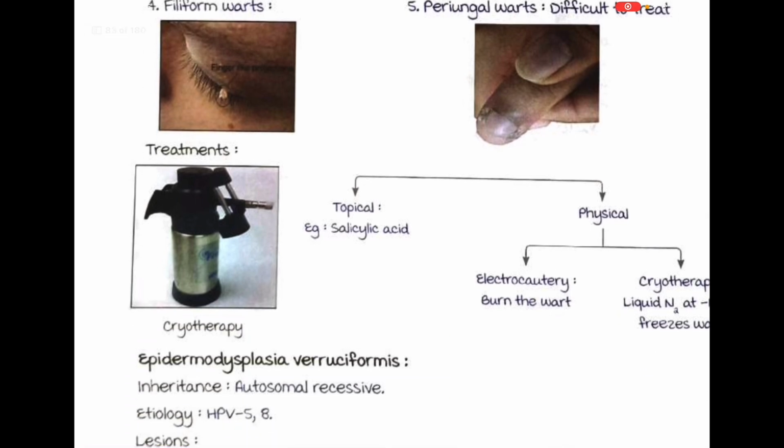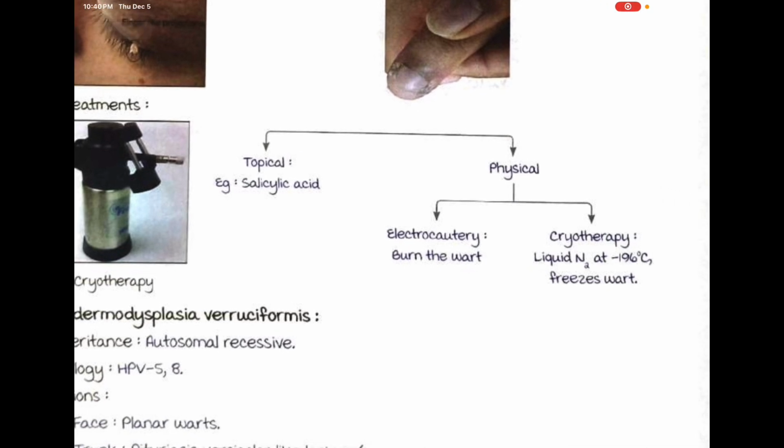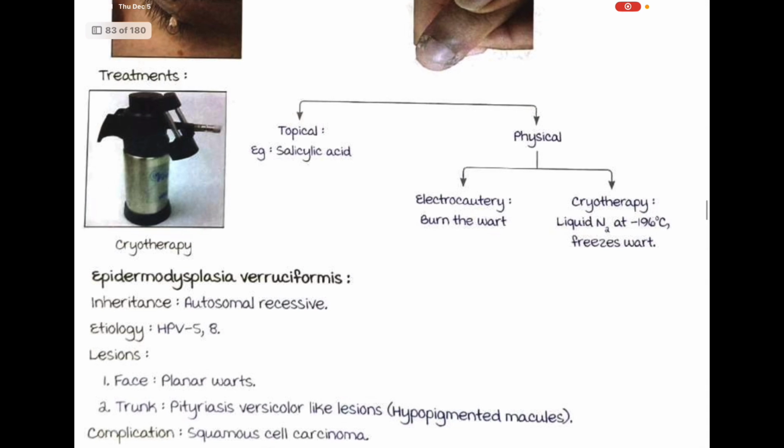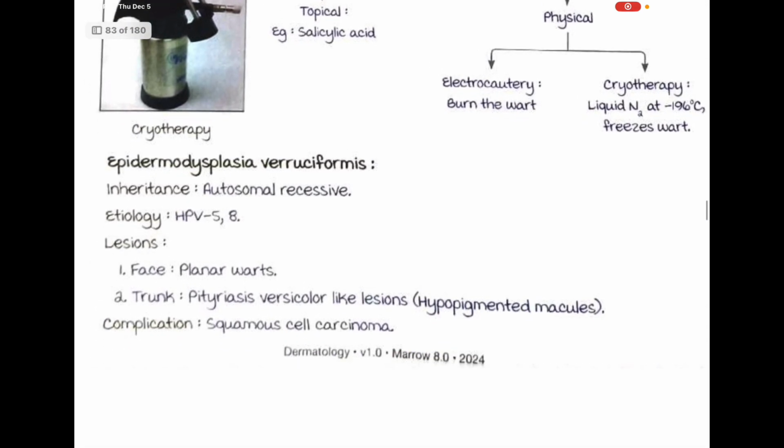Treatments: cryotherapy. This is a very commonly used instrument. It's called cryogun, and you fill liquid nitrogen in it, and then there are various attachments, and you spray the nitrogen on the lesion. Topical: salicylic acid. Physical: electrocautery, burn the wart, or cryotherapy. Liquid nitrogen at minus 196 degrees Celsius freezes the wart.